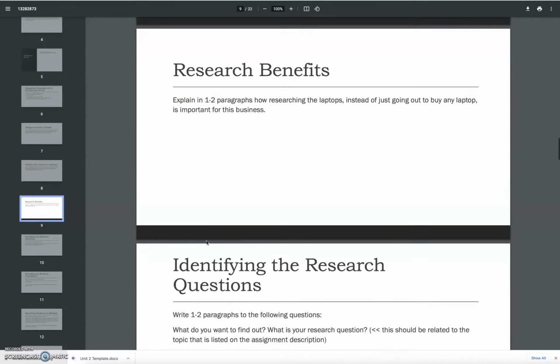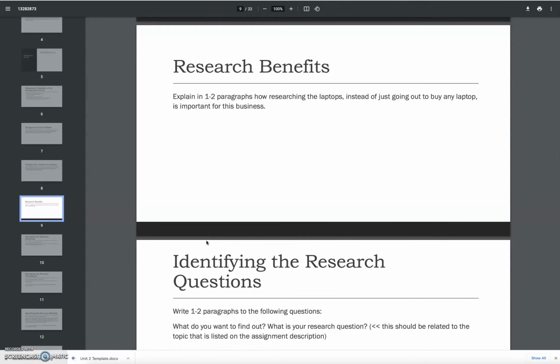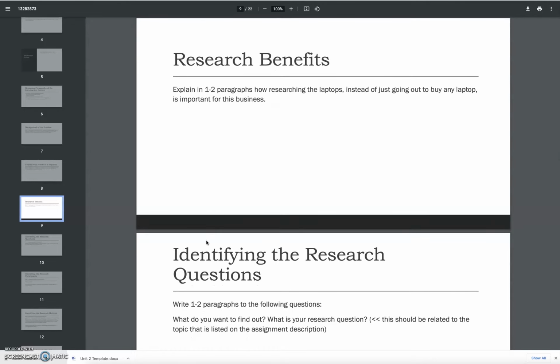The research benefits, very simple. Explain in 1 or 2 paragraphs how researching the laptops instead of just going out to buy any laptop is important for the business. So that's related to what I was just saying.